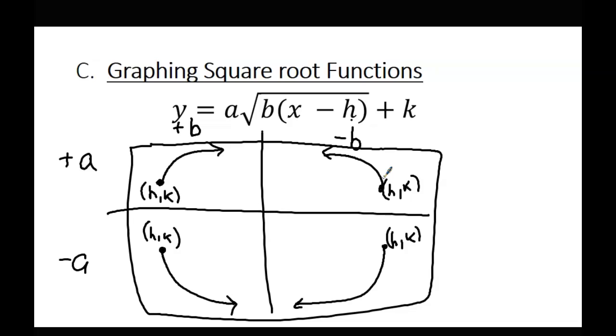All right? The bottom right one? What about it? Negative A, negative B? Yeah. Negative B and negative A. Okay.